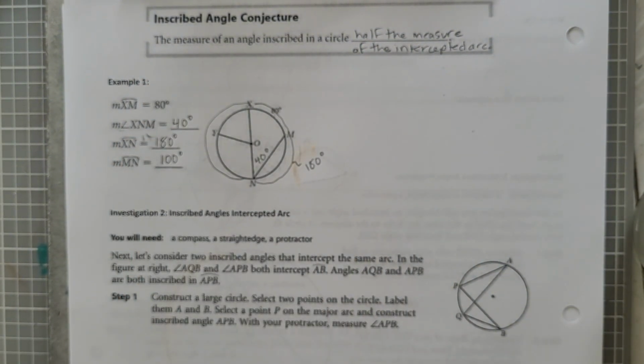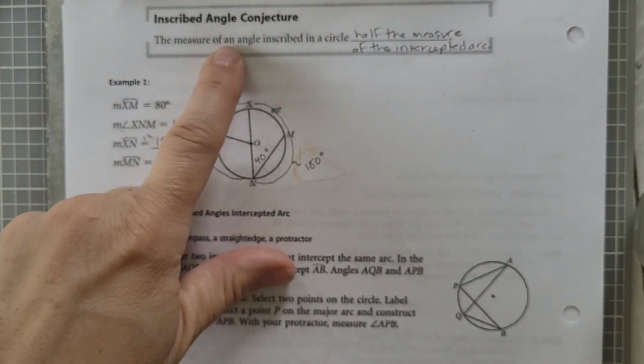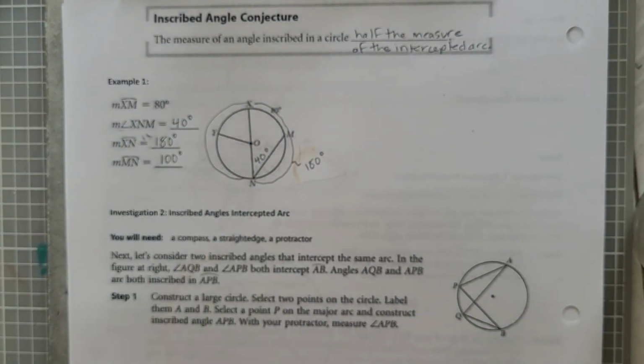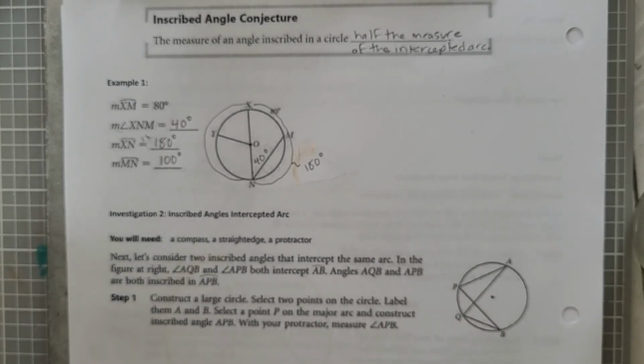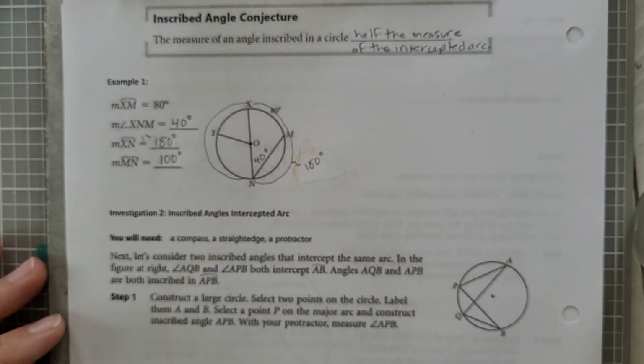So there you go. That is our first conjecture, the inscribed angle conjecture. And this conjecture is really important. It is going to lay the foundation for the rest of the investigations in this lesson.